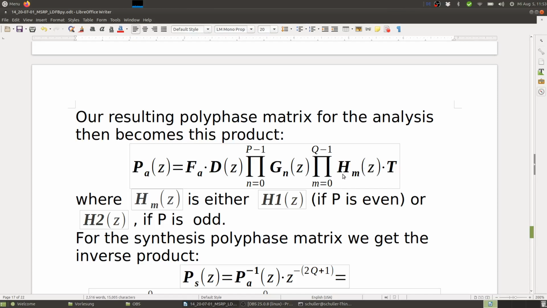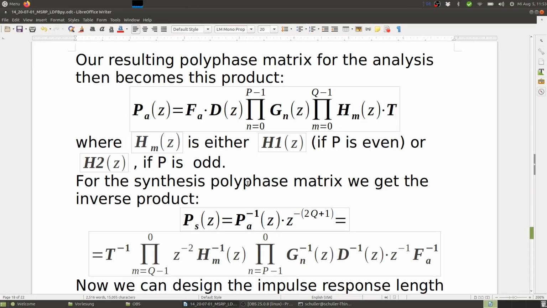And here this HM, those maximum delay matrices, can be either H1 if the P for the zero delay matrices is even, or H2 if this P is odd. Again, this is the thing with the two different halves of our matrix, left half or right half. So it depends on where the highest exponent appears, on the left hand side or the right hand side.